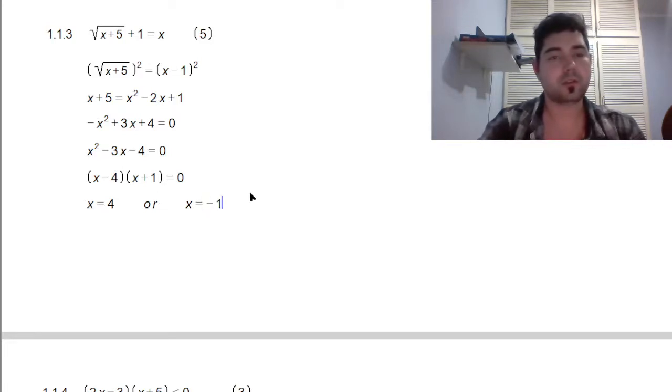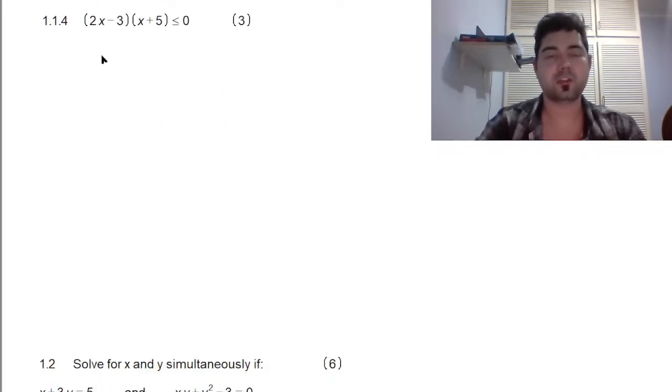All right, so that was a nice easy 5 marks. We just had to remember to bring that 1 over, then we can square both sides. Once we squared both sides, we bring everything over to one side, standard form, factorize and solve. All right, this should be a very nice question for you to get in the exam.